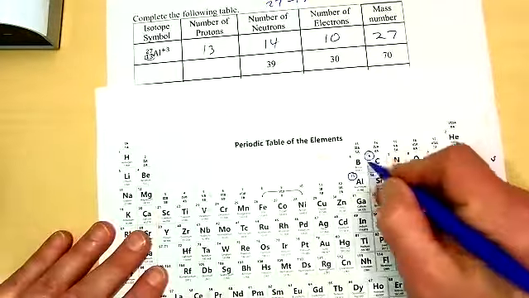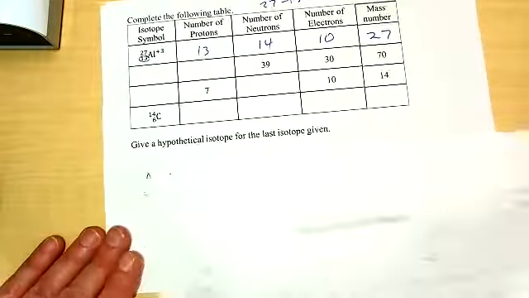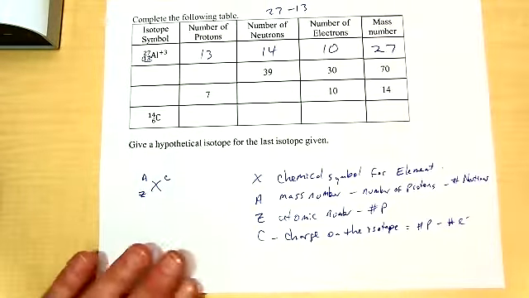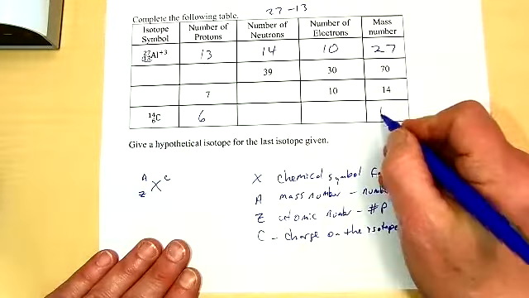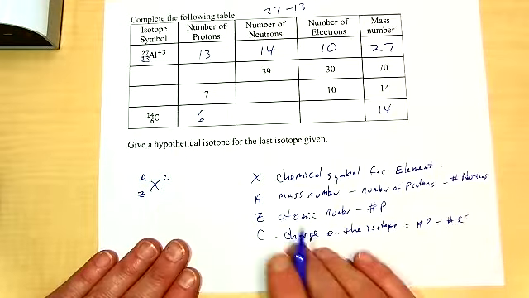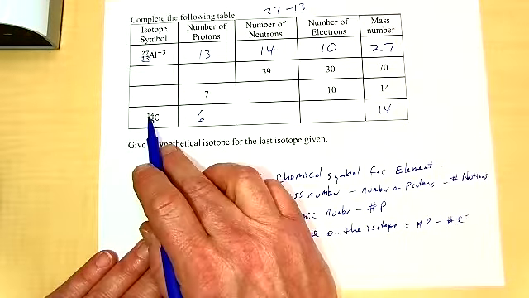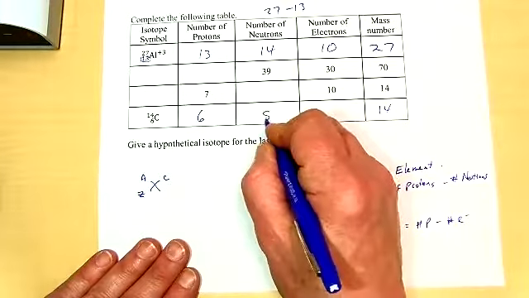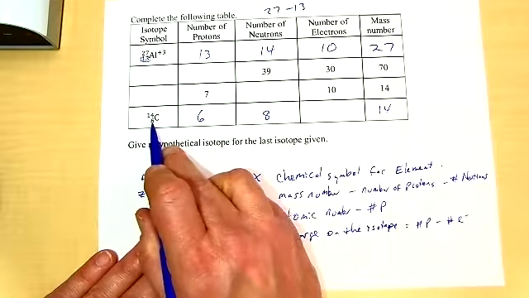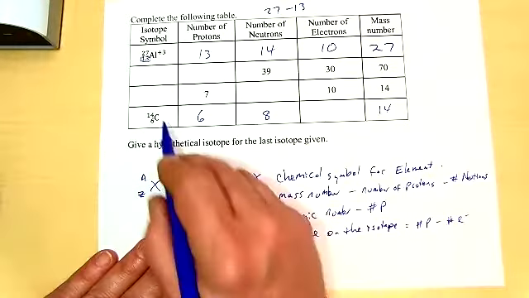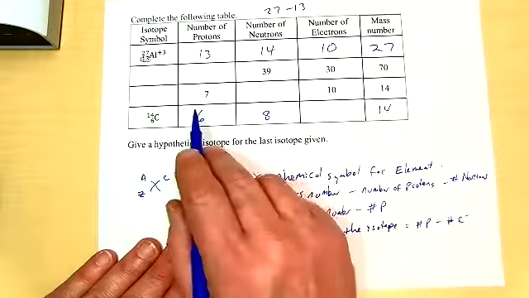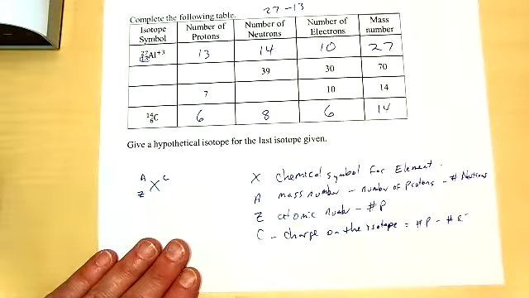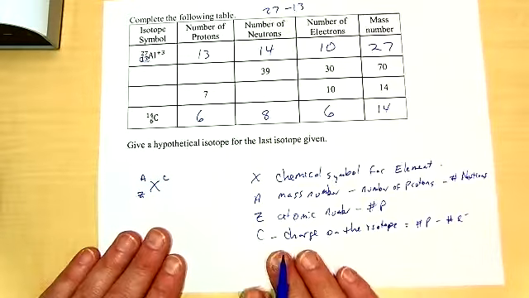Come back here to the periodic table. Carbon is 6. It should have a 6 here, and it does. It better have a 6, because otherwise something's wrong. So the number of protons is 6. The mass number is 14, so let's go ahead and put that there. 14 minus 6 is going to give us 8 neutrons. Since we have no number here, that means there's no charge. And so the number of electrons needs to be equal to the number of protons. It's going to be 6 as well. And we're done with that column.